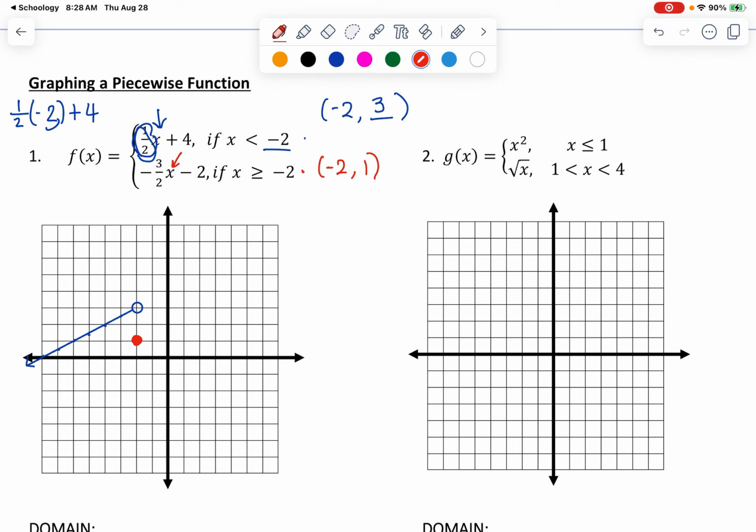And then once again, you can use your slope or you can keep plugging in values. So I'll plug in 0 next, and I get -2, right? And then I can see this right here. I go, oh yeah, my slope, it's down 3, right 2, down 3, right 2. And then I can make that piece right there. And it goes forever and ever, x values greater than or equal to -2. And there's your piecewise function.